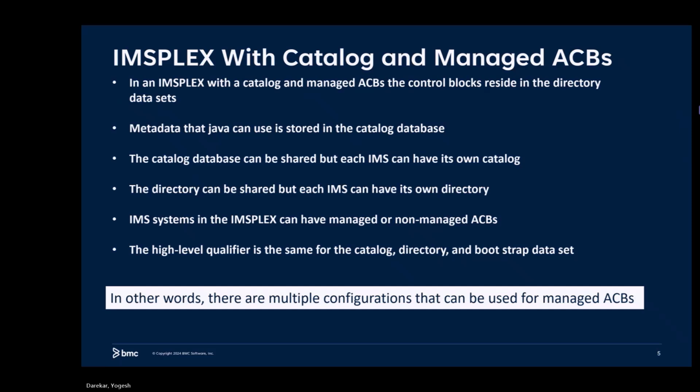The way these catalogs can be defined, you can have multiple catalogs sharing within an IMSplex, or you can have a catalog for each IMS. Using multiple catalogs on the same LPAR, you can do this through catalog aliases, and I'll show how that can be defined. And you can use a combination of managed ACBs or ACB libs, depending on how you have your DFSDFxxx macro defined.